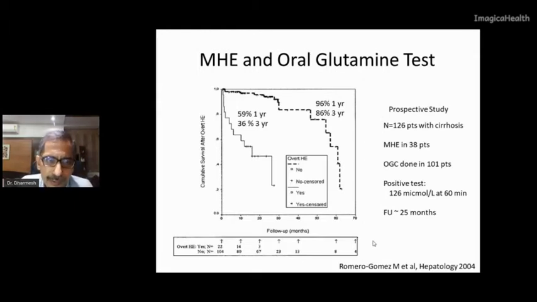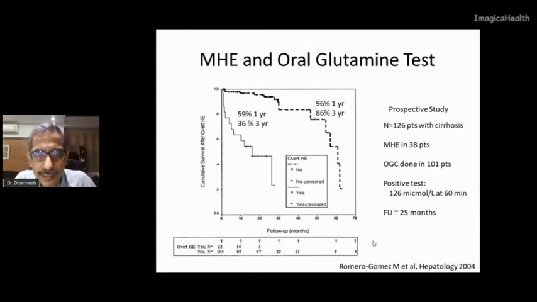But I think there have been advancements made in the management of overt HE in the hospital setting. However, if they did not develop overt HE, then the survival was 96% at 1 year and 86% at 3 years. Please remember that this test is safe. In this study, none of the patients at the OGT could actually precipitate an episode of overt HE. So this is a safe thing and probably merits more work, especially in patients with MHE, to be able to classify whom we would want to be on long-term therapy.